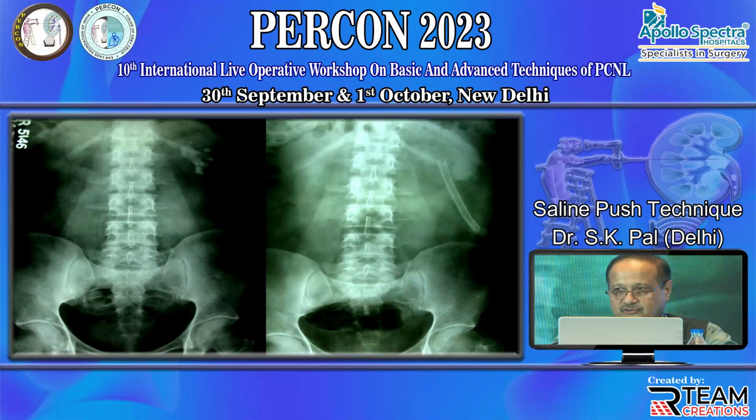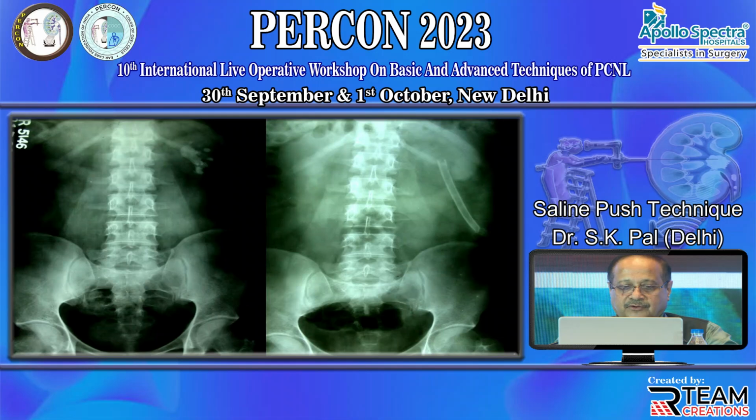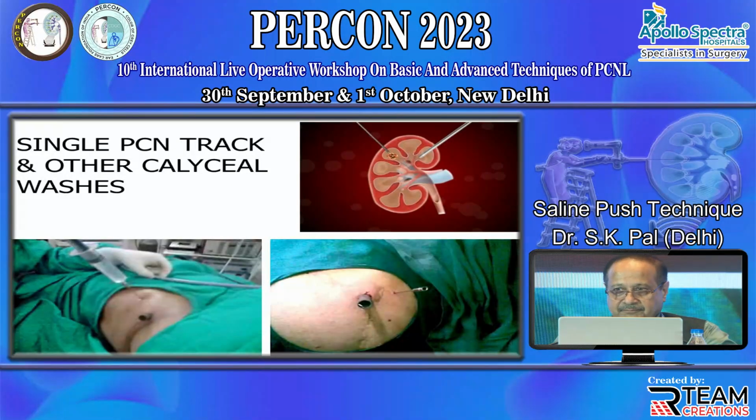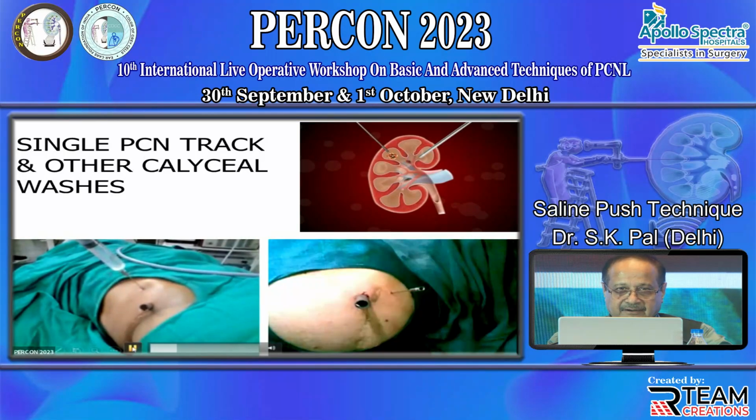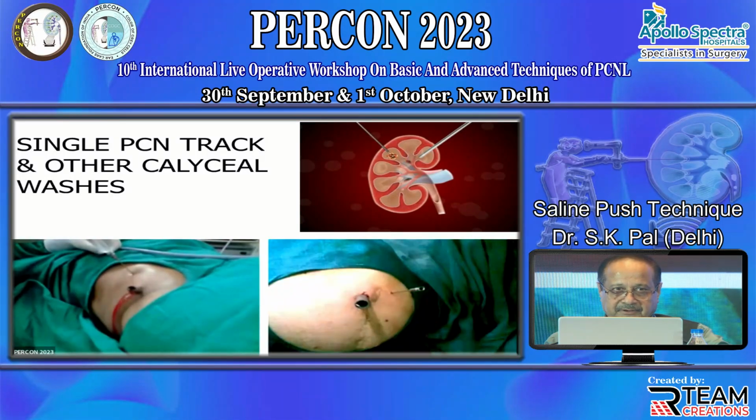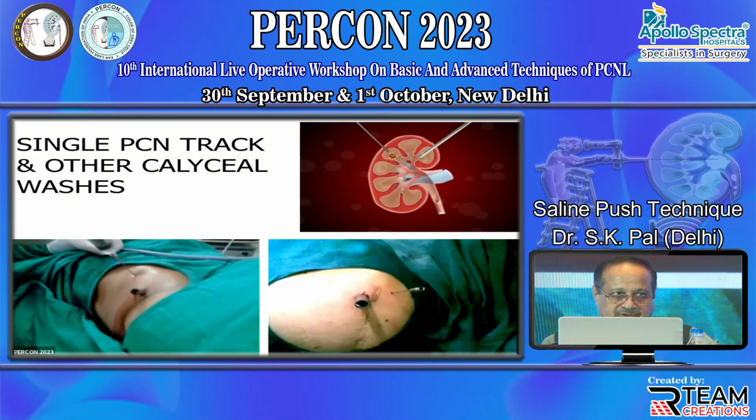So this is the situation, like all these small calyceal calculi through one single track, and with all these saline pushes, they were brought in front and they were removed. So in my practice, if there are multiple calculi, I will make one track, and then for the other calyces I will do needle puncture, stone guided puncture on the lateral aspect of the stone, and then push with the saline.